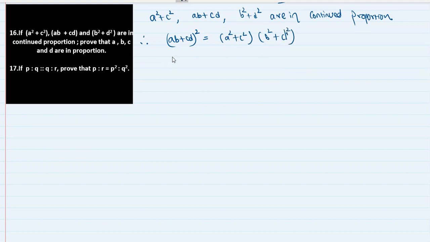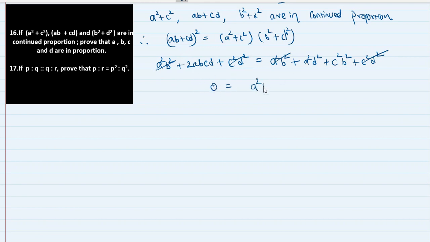Okay, so here you will get a square b square plus 2abcd plus c square d square is equal to a square multiplied by b square is a square b square, a square multiplied by d square is plus a square d square, c square multiplied by b square is c square b square plus c square d square. Great. So a square b square and c square d square will cut from both the sides, and you can bring 2abcd to the other side.